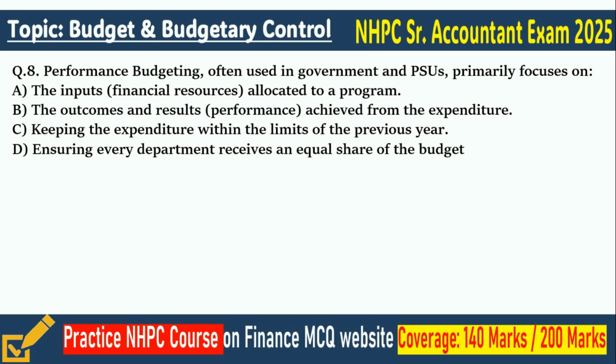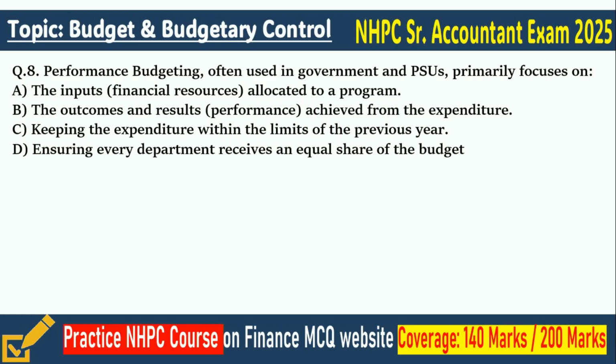Moving on, friends, performance budgeting, often used in government and PSUs, primarily focuses on option A, the inputs, that is financial resources allocated to a program. Option B, the outcomes and results, that is performance achieved from the expenditure. Option C, keeping the expenditure within the limits of the previous year. Option D, ensuring every department receives an equal share of the budget.